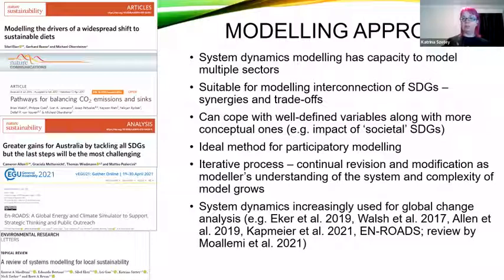The development of a system dynamics model is an iterative process. So you're continually refining and changing the model as your understanding of the system increases, allowing a great amount of detail and diversity to be incorporated if needed. And this type of modelling is now being increasingly used for global change analysis. So I've listed a few on the slide here. My co-author, Annie Moamley, recently published a review of systems modelling for local sustainability, which is our area of focus here.